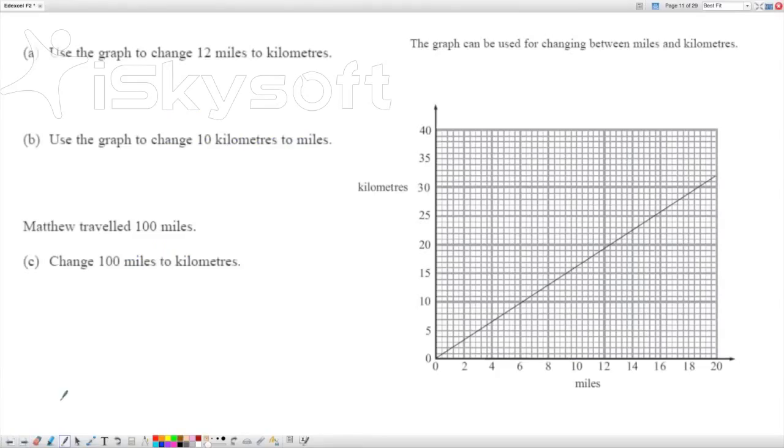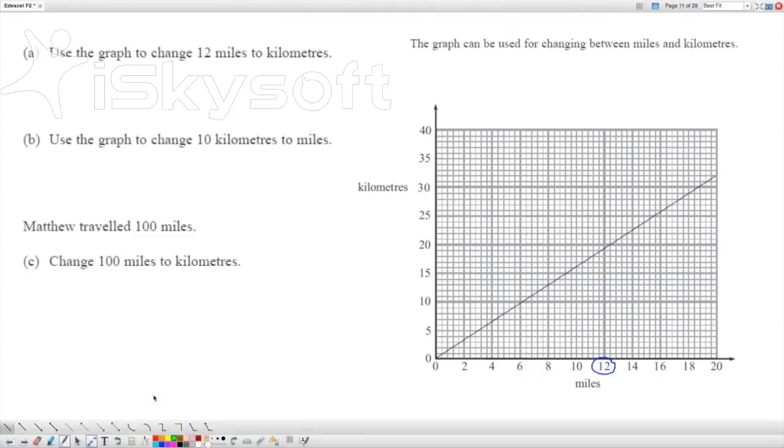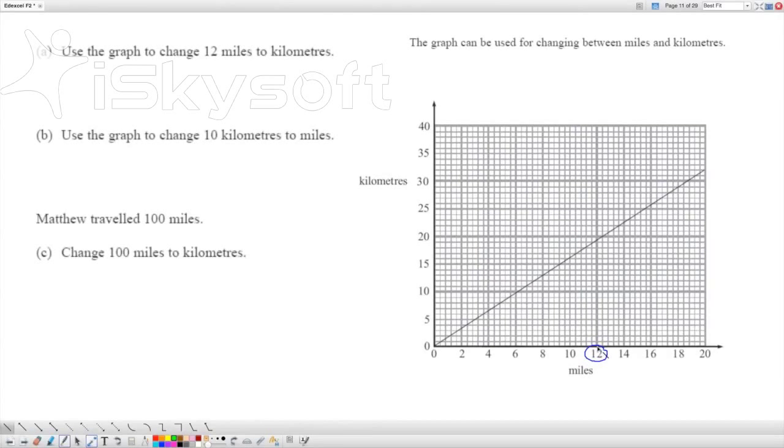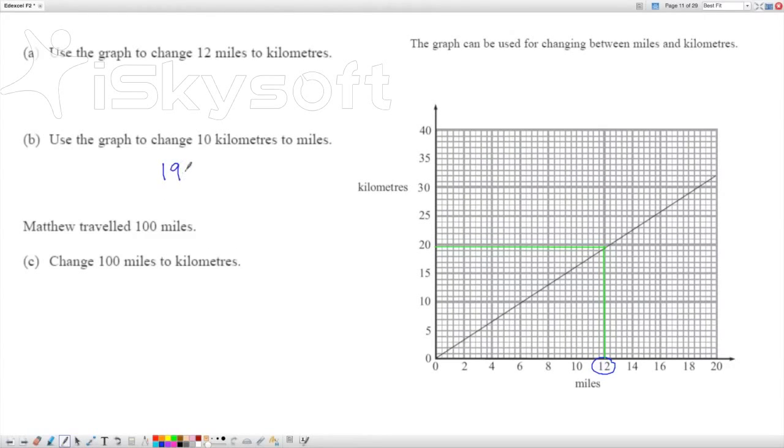So this is a conversion graph that can be used to change between miles and kilometres. First off, we've got to use it to change 12 miles into kilometres. So again, taking your ruler, here on the x-axis, we're going to 12, going up to the conversion line and across, coming out here with a value of 15, 16, 17, 18, 19 point, or it's close to 20. I'm going to say here 19.8.